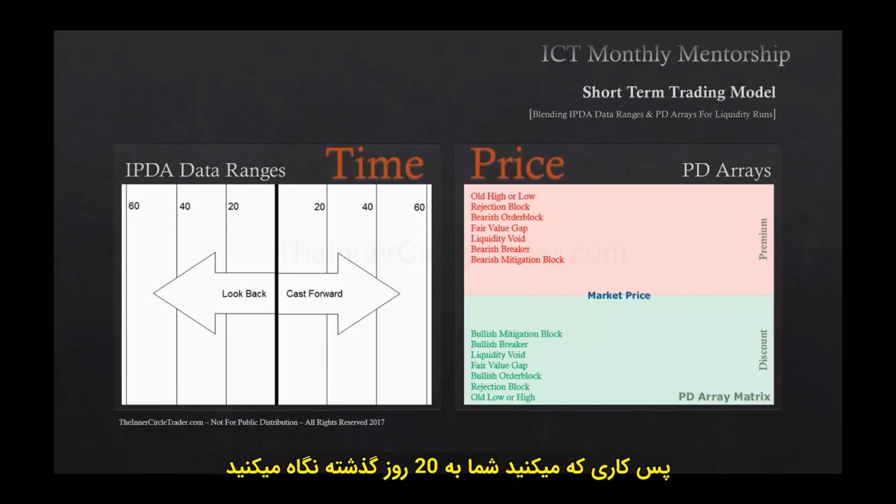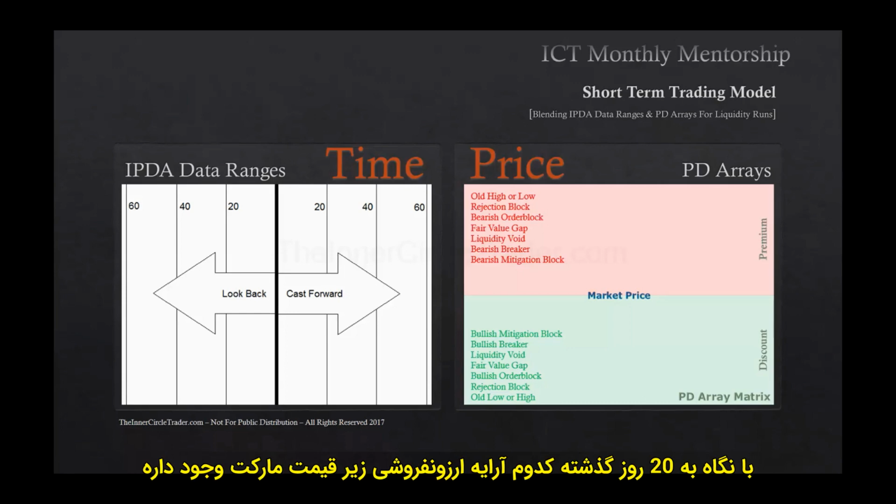So what you're doing is you're looking back over the last 20 days, and you're looking to see above us in terms of the market price what would be deemed as a premium market. The last 20 days, which PD array exists in price action. Looking back 20 days, which discount PD array exists below us.